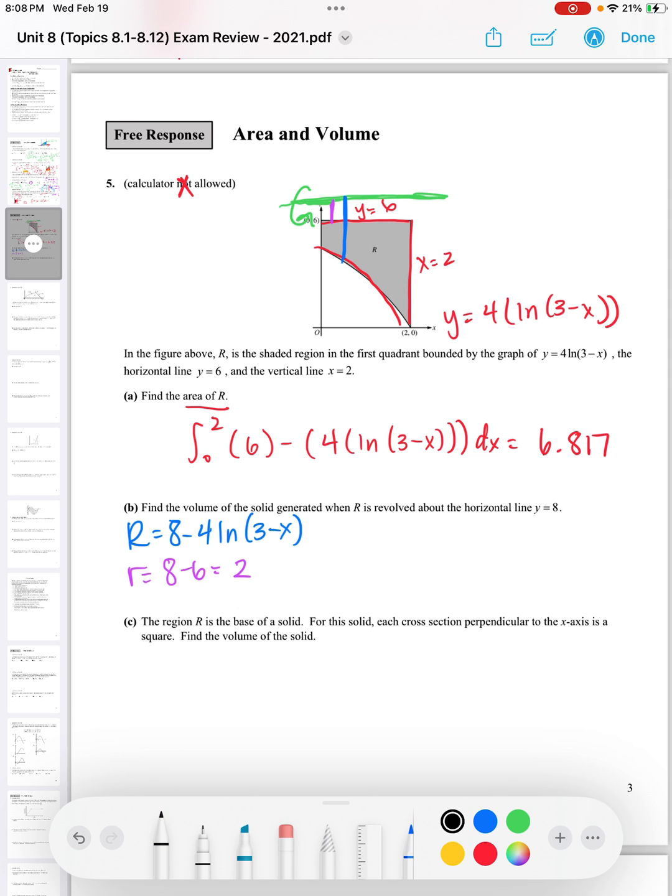Now, the formula for finding the volume when we're revolving is pi times the integral from 0 to 2 of the big radius squared minus the little radius squared dx. And again, you're using your calculator for this one, typing it all in, multiplying by pi to get 186.180.